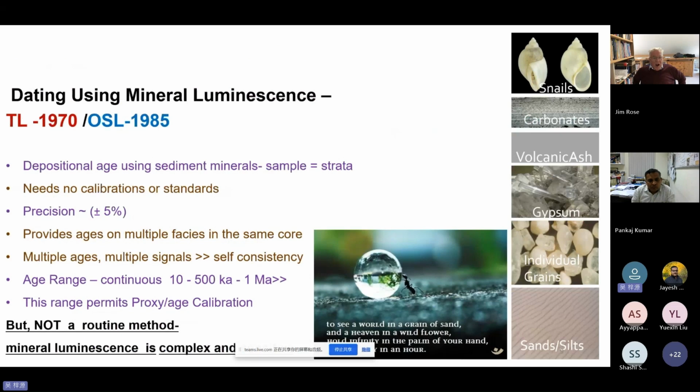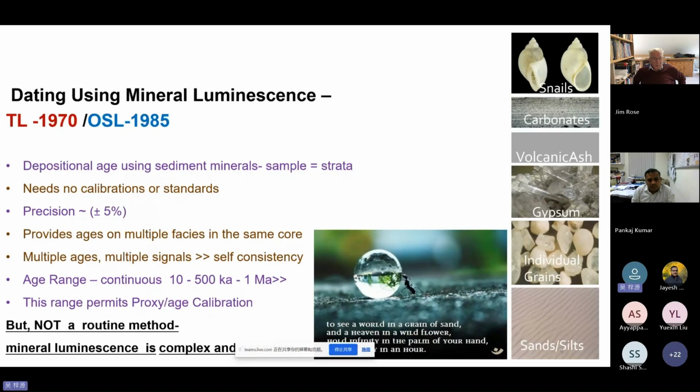Luminescence was born in 1970, and then in 1985, David Huntley showed that he could measure optically stimulated luminescence by stimulating a sample with green light and measuring in the ultraviolet. The important part of luminescence is that you essentially look at the age of a sediment when it was deposited or when it was formed.